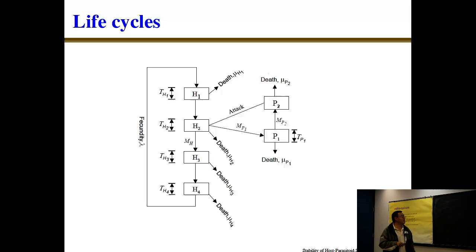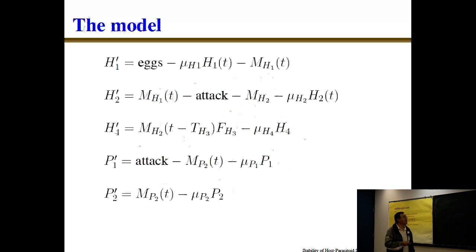And another thing I have to handle is the fecundity. How the adults lay eggs and how those eggs develop into larvae. So that's another thing I have to handle. According to the chart, I can easily write down those equations. Here X represents the recruitment rate of the H1 stage. MH1, MH2, that's the maturation process. MP2 is the maturation process.